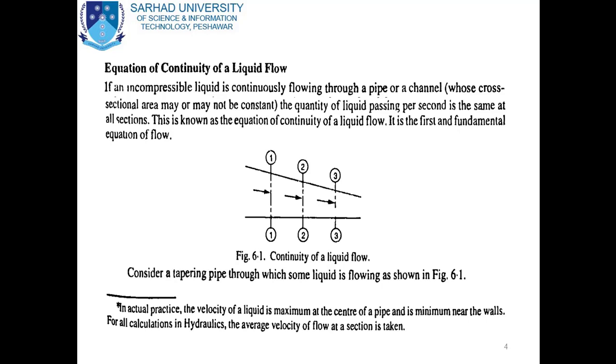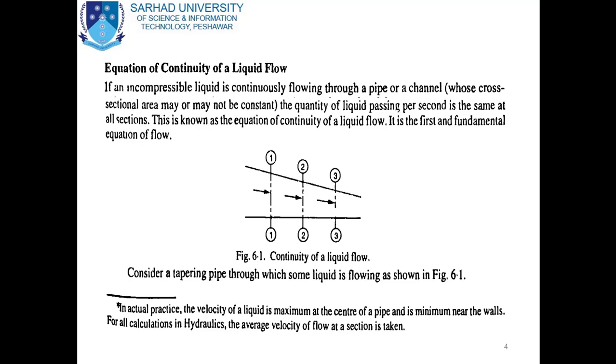Next is the equation of continuity of a liquid flow. If an incompressible liquid is continuously flowing through a pipe or a channel whose cross-sectional area may or may not be constant, the quantity of liquid passing per second is the same at all the sections, and this is known as the equation of continuity of a liquid flow. It is the first and fundamental equation of flow.